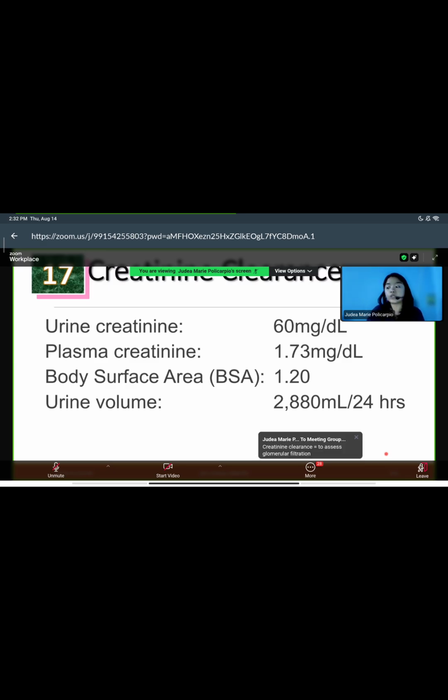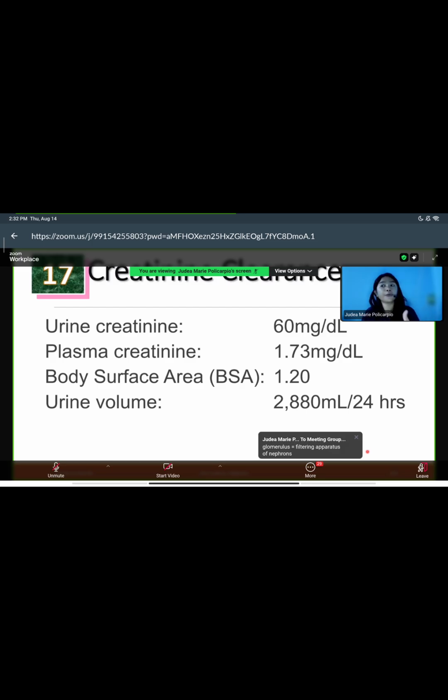Meaning to say, ginagamit natin si creatinine clearance pag gusto mong malaman kung nag-filter ba talaga si glomerulus. Nag-filter ba talaga si glomerulus? After all, si glomerulus is the filtering apparatus, di ba? It's the filtering apparatus of the nephrons natin.